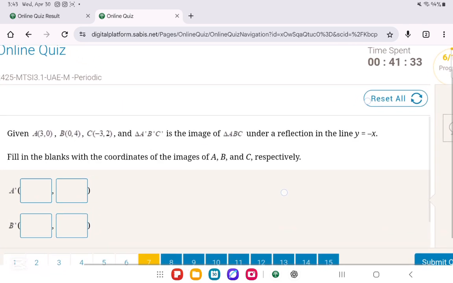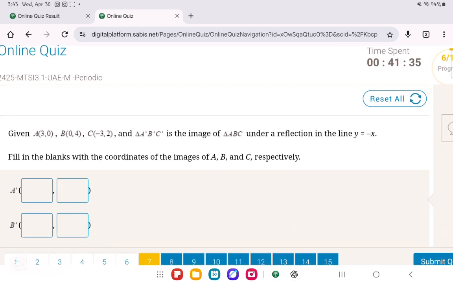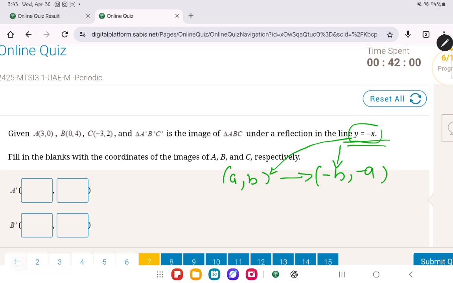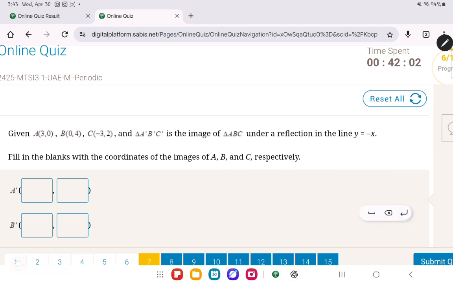So they said, given these points, they wanted the image under a reflection of y is equal to minus x. Whenever they tell you y is equal to minus x, this means that AB is going to become minus b, minus a. So remember, y equals minus x, AB will become minus b, minus a. Using this, you will be able to find the points.